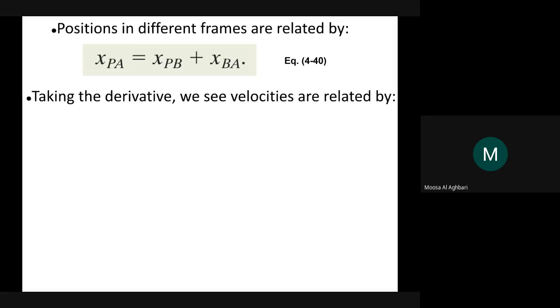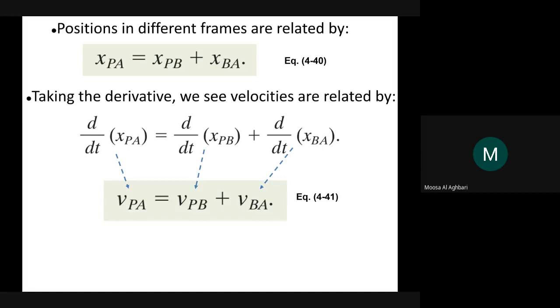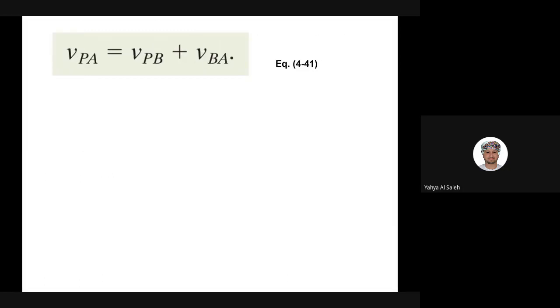Velocity is position divided by time, so everything divided by t, or I can simply take the derivative, right? Yes. And I will get VPA equals VPB plus VBA. So far, so good. Now, what happens if I take that and I want to find the acceleration?